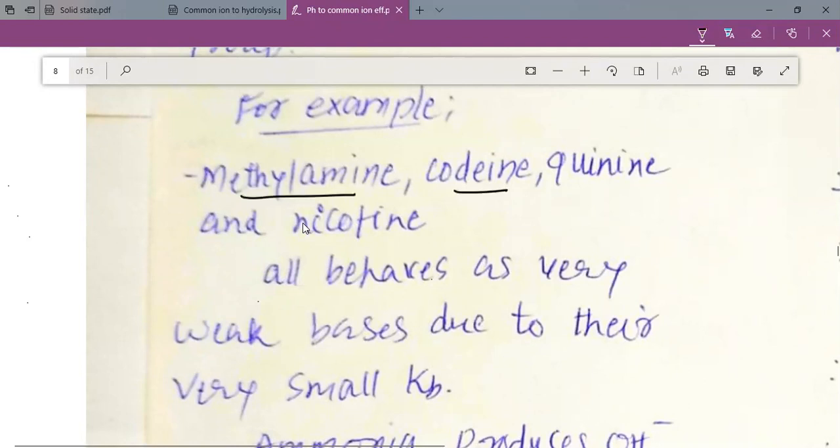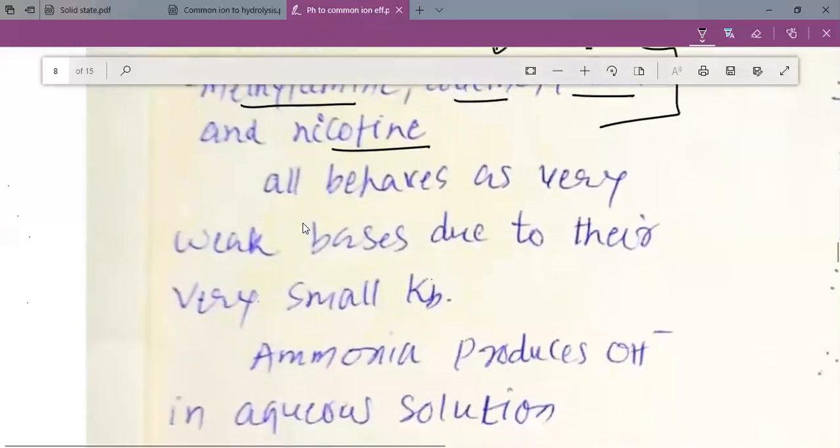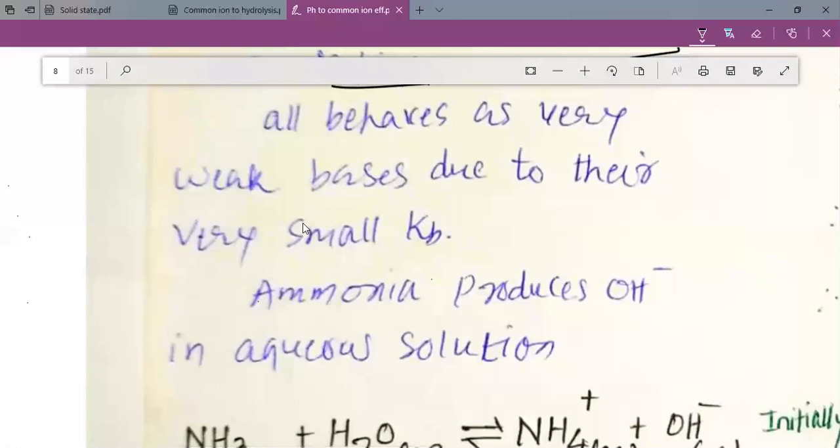We can have codeine, guanine, and nicotine. These are the various amines found in nature. You might have studied about nicotine, which is found in tobacco. Codeine and quinine are also found in various substances. They are all known as alkaloids. You will study about them in detail later.